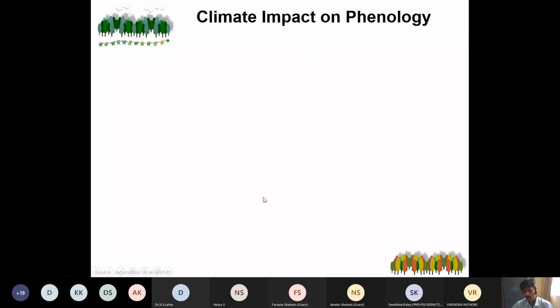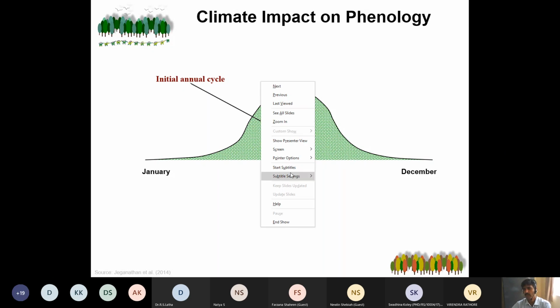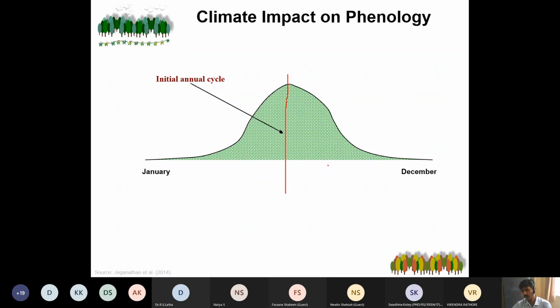Now, what will happen to our growth rhythm if there is a change in the climatic environment? Assume this is my full growth of a vegetation starting from January to December. During this particular period there is a peak growth. Now, it may be possible that the growth rhythm can become a new altered annual cycle. Will it become this or not? Hypothetically, one can ask this question: whether it is happening or not?